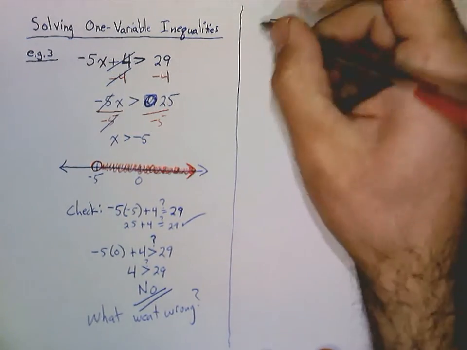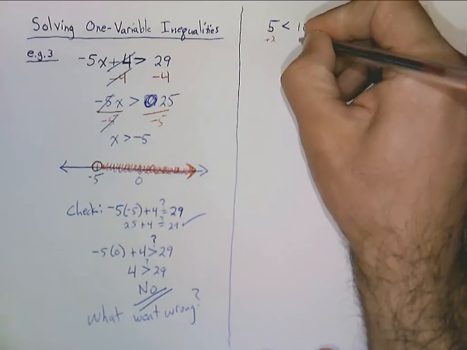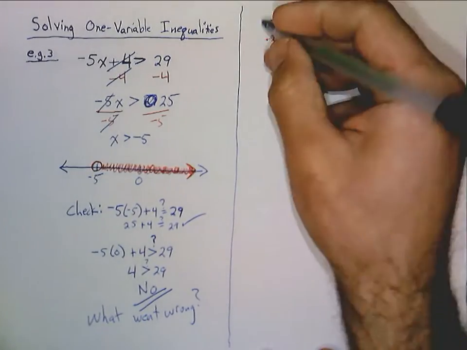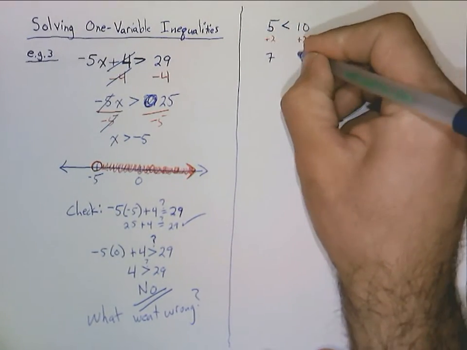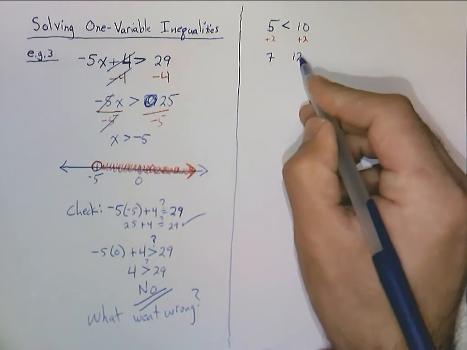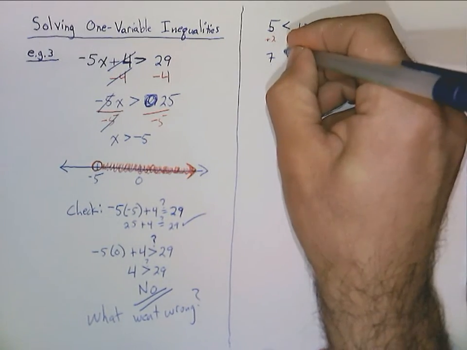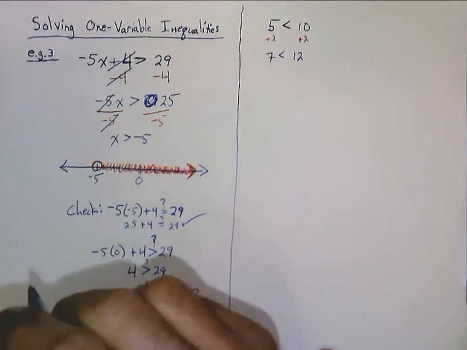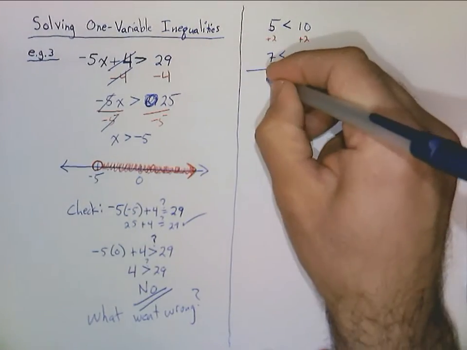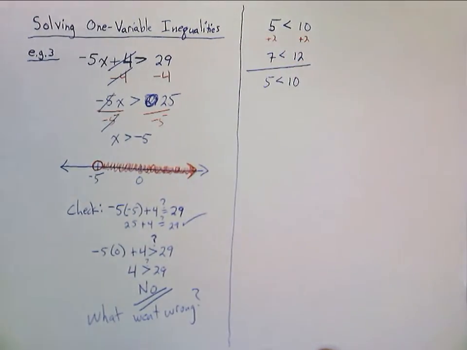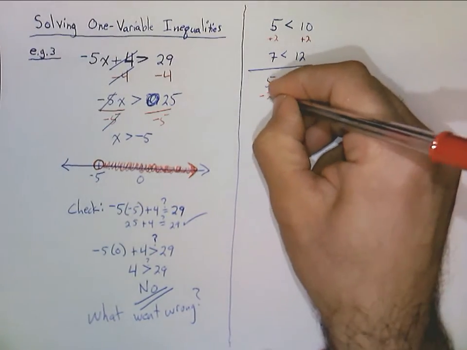So let's think here. If we add something to both sides, we'll add 2 to both of them. 5 plus 2 is 7. 10 plus 2 is 12. 7 is definitely still less than 12. Okay, that's good. Let's take 5 and 10 again. This time let's subtract something, something like 2.